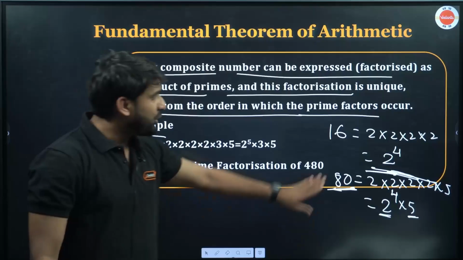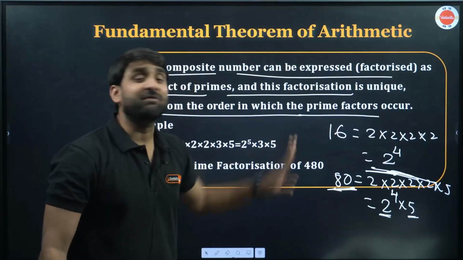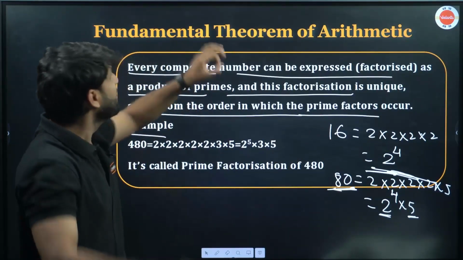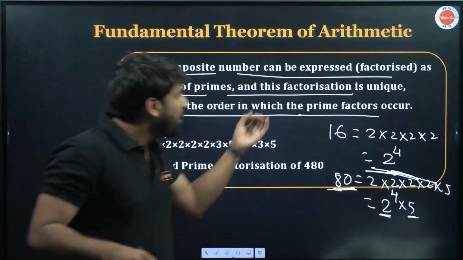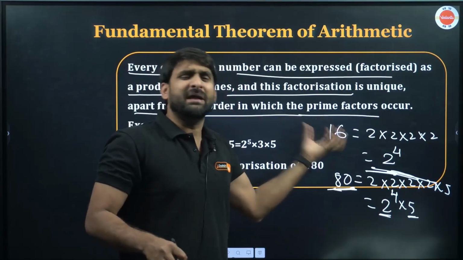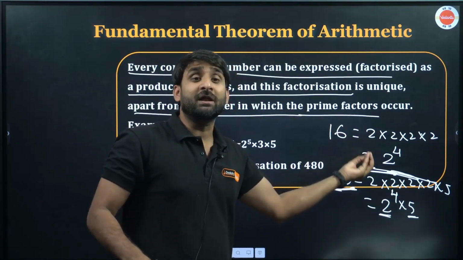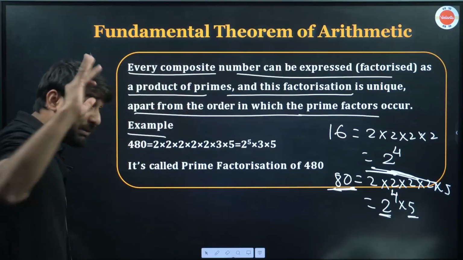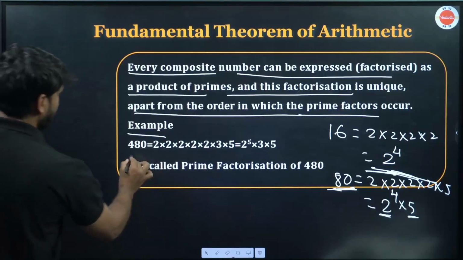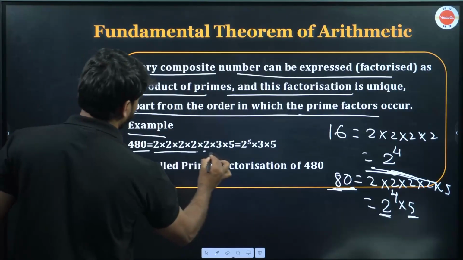Getting my point? This is called the prime factorization method, which comes under the fundamental theorem of arithmetic. We can write any integer as the product of its prime factors, my dear champion, prime factors. So we have an example: 420 can be written as 2 into 2 into 3 into 5 into 7.